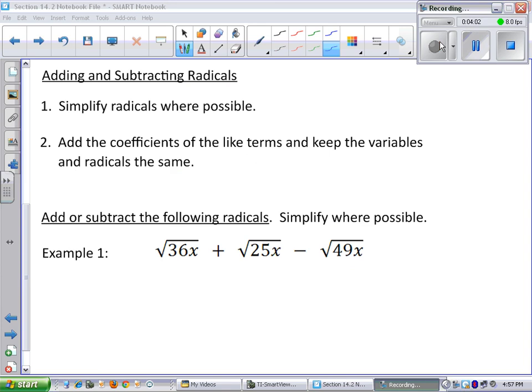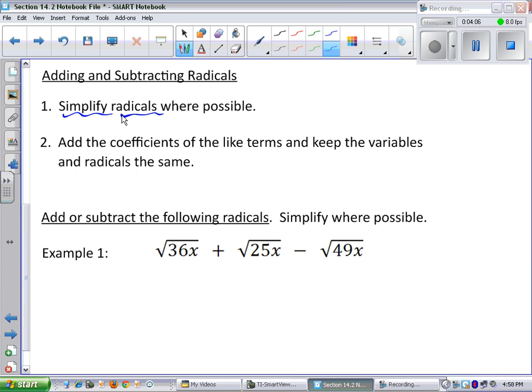Adding and subtracting radicals. Simplify radicals wherever possible. Add the coefficients of the like terms and keep the variables and the radicals the same.